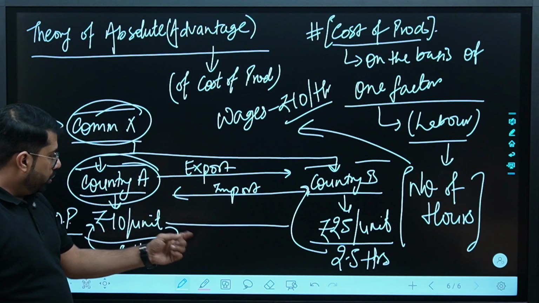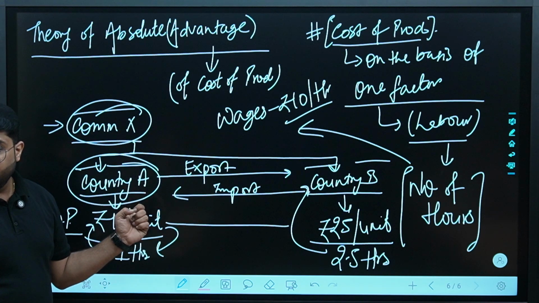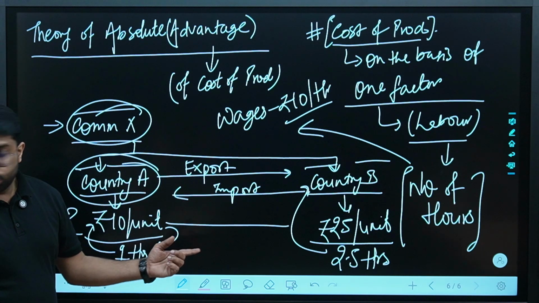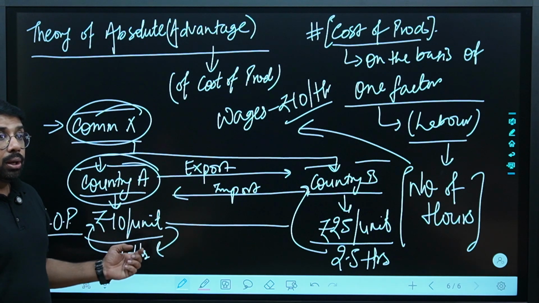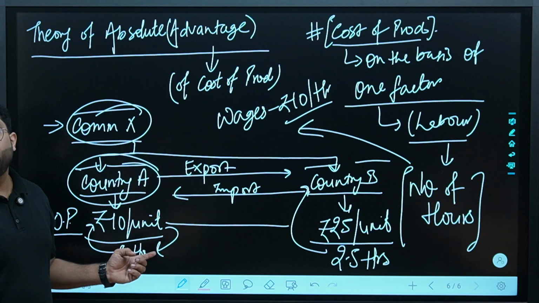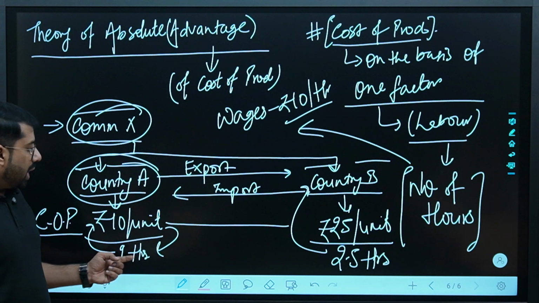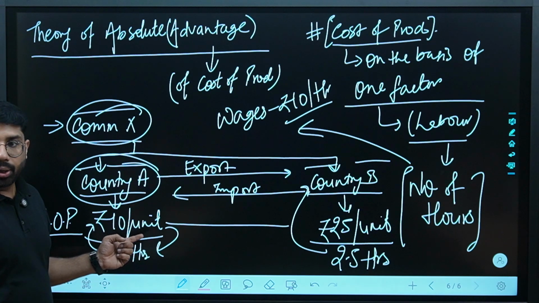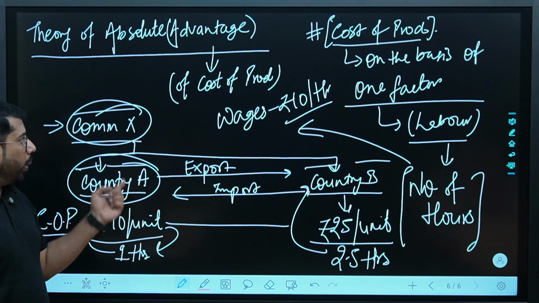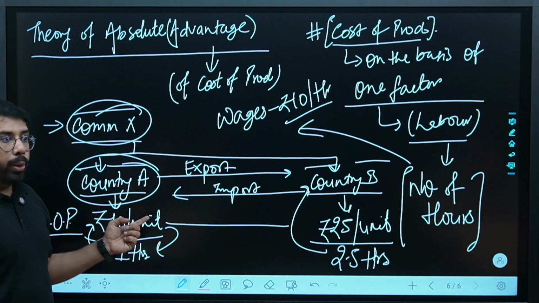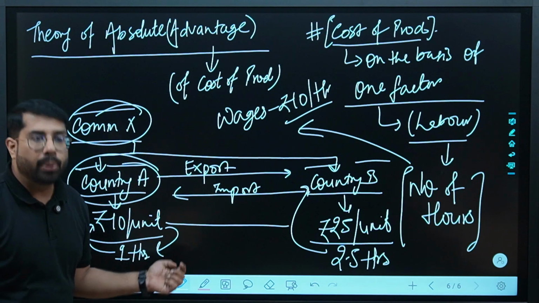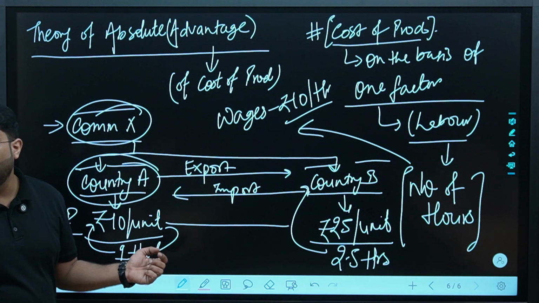The thing is, the cost I am calculating is on the basis of the time I am investing. So this 10 rupees per unit is the cost of 1 hour. The wages are 10 rupees per hour. So since I am investing 1 hour here, that is the reason I am taking it as 10 rupees per unit. So the cost of producing 1 unit of commodity X will be decided on what basis? On the basis of the number of hours you are investing to produce 1 unit of commodity X.